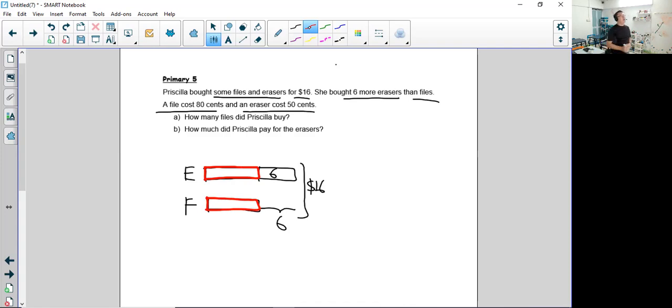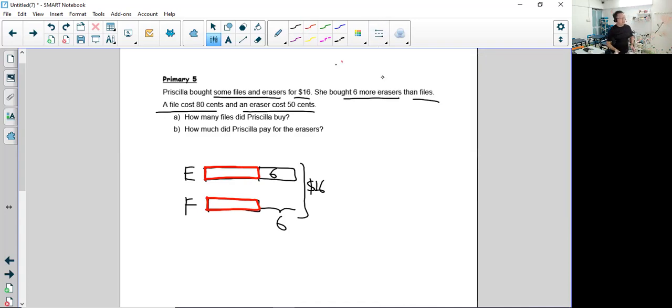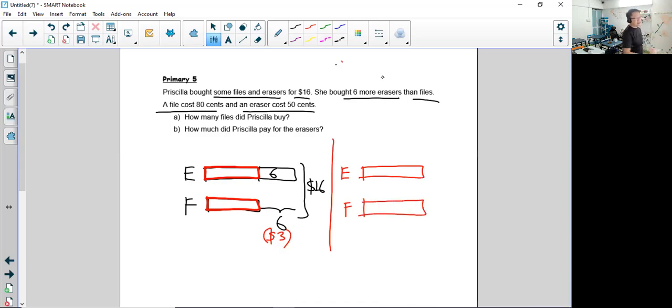So what happened when you cut away the 6 erasers? Then you will cut away how much money? 6 times 50 cents, you will have cut away $3, correct? Okay, so how does the model look after you cut away? You will have something like this. The erasers and the files will now be equal number.